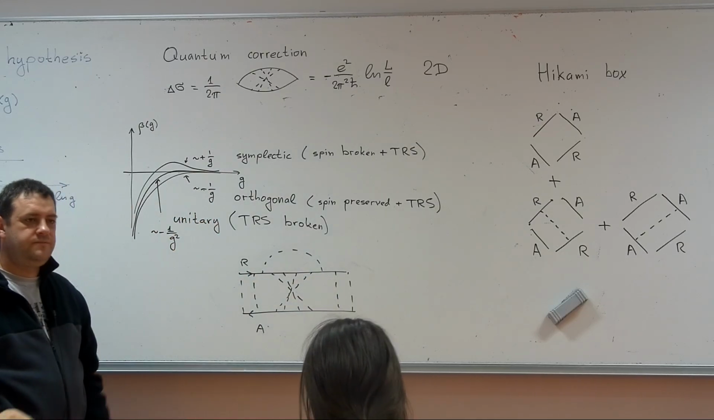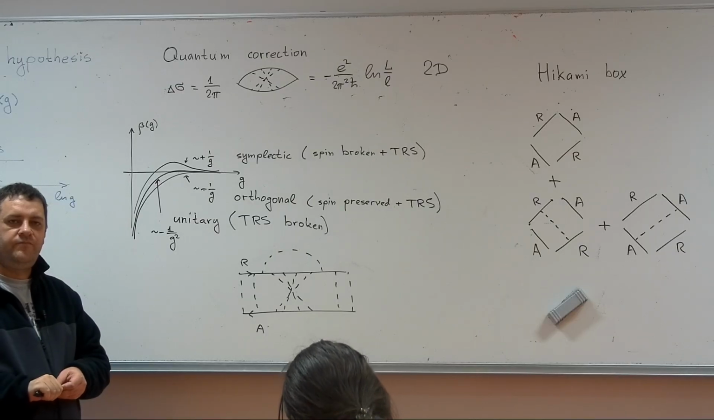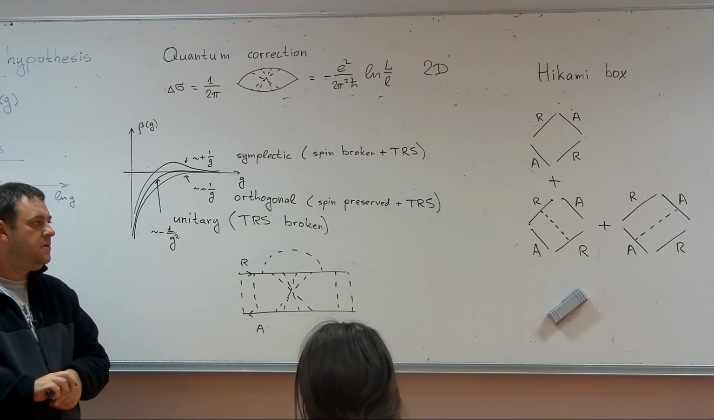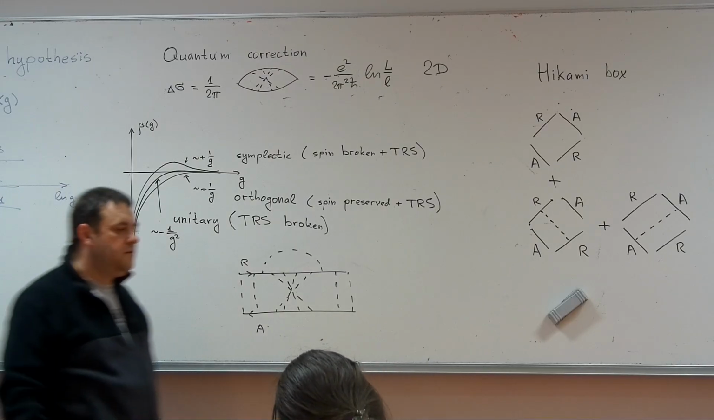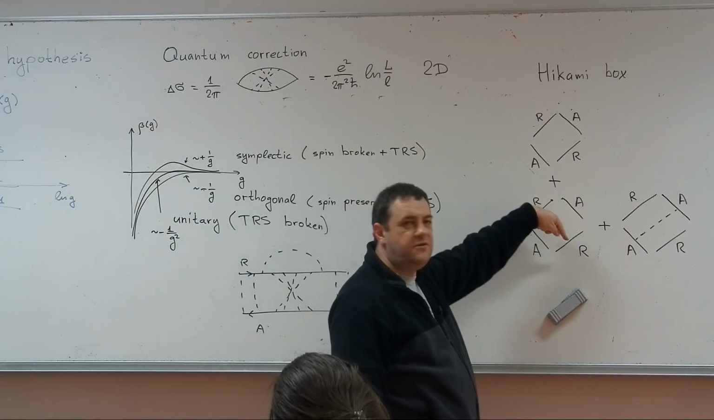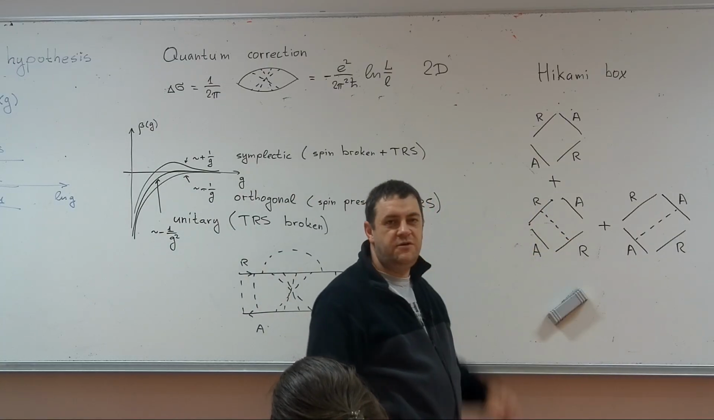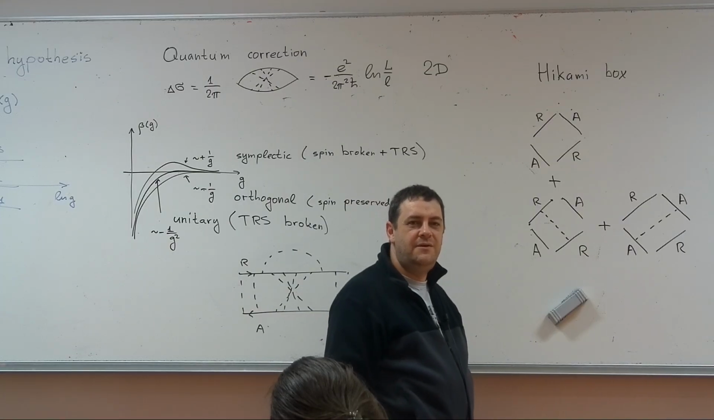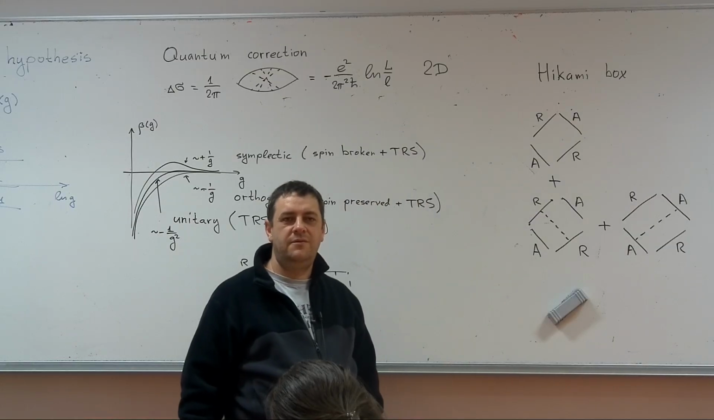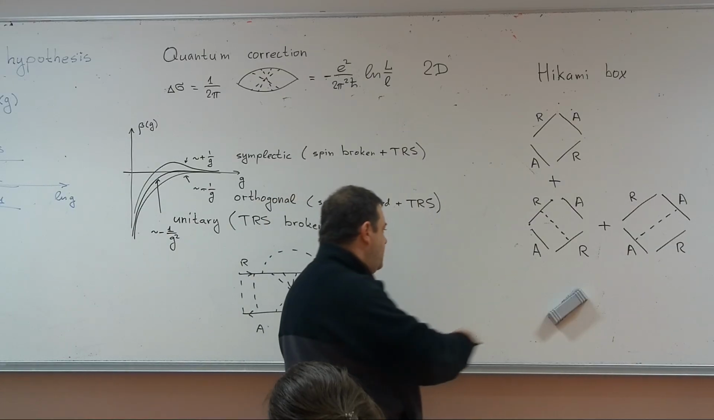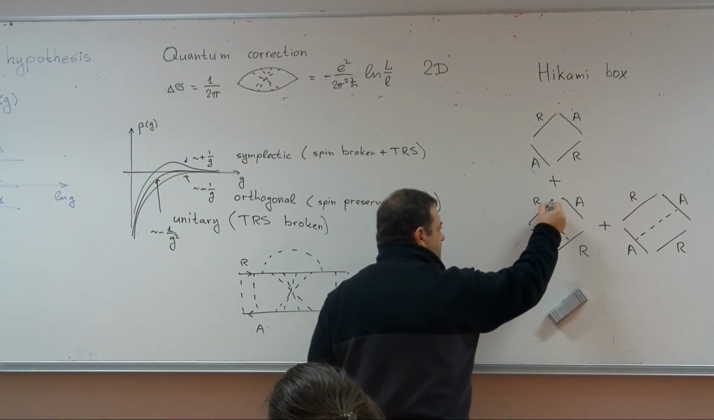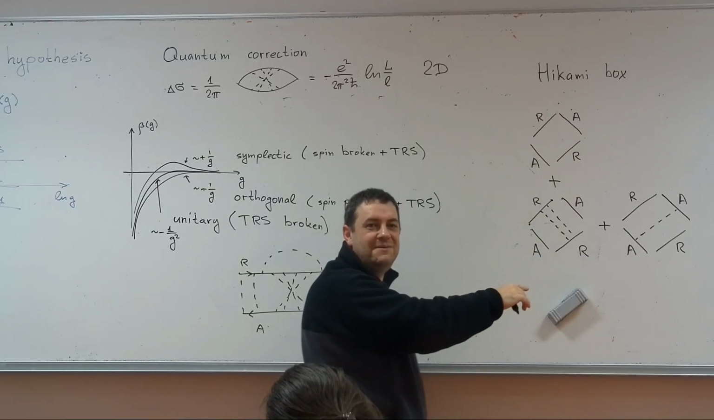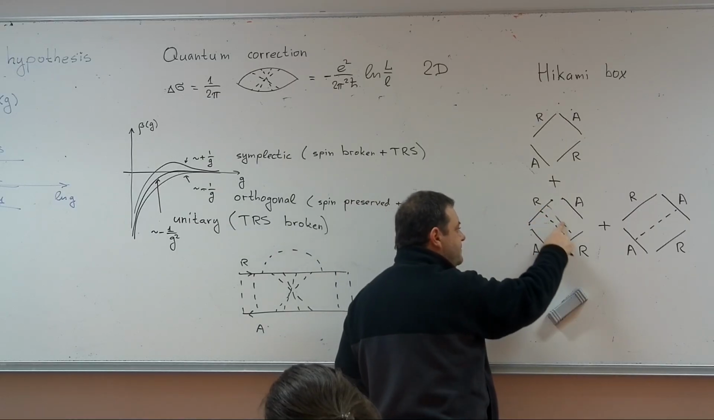Why can't we insert a diffusion inside these two Hikami boxes instead of just one crossing line? You mean a ladder like this? Because they're both retarded. Diffusion needs one retarded and one advanced. Okay, and if both are retarded, it will be zero because the integral between the two lines will be immediately zero.